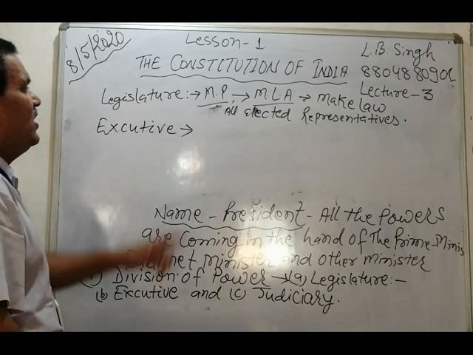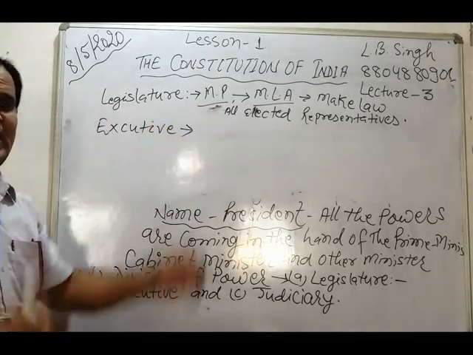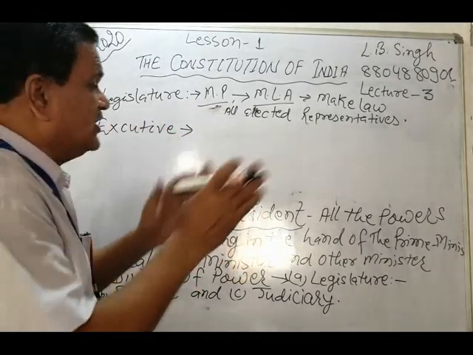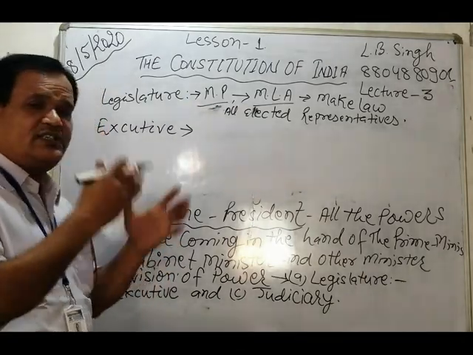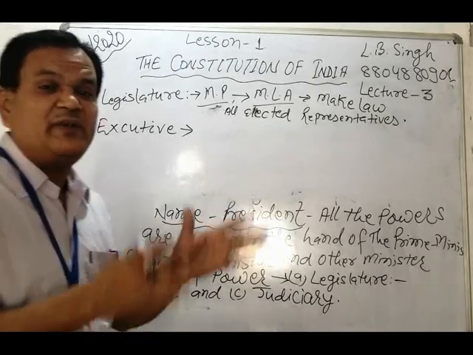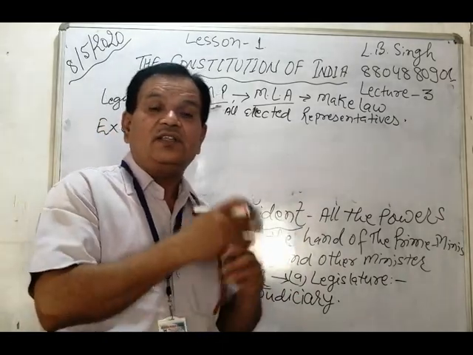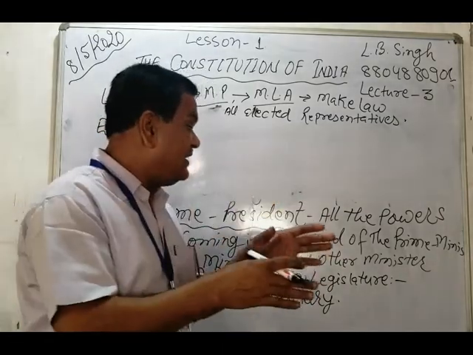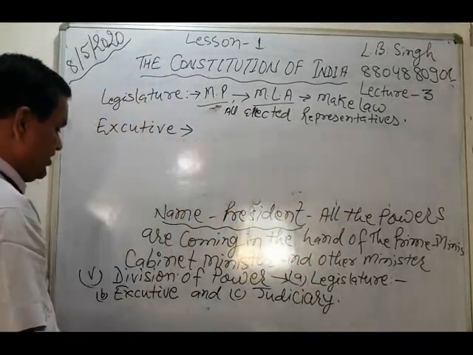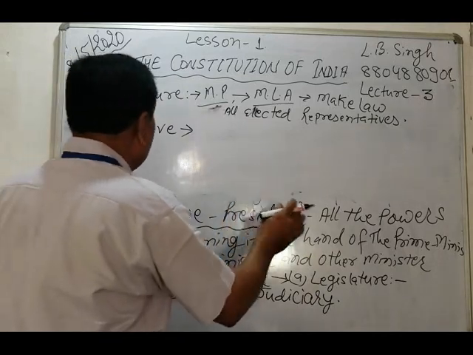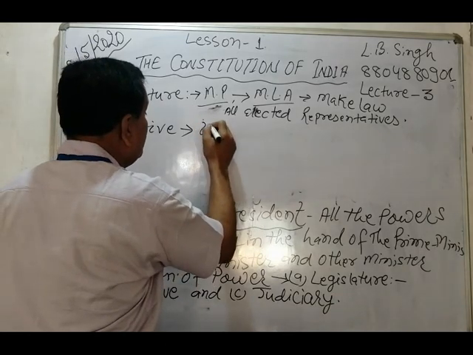Do you know this thing? From all the MLAs, from all the members of parliament, on the advice of the Prime Minister, some MPs are made ministers in different departments, and they make laws and give them to the Prime Minister. That means the Prime Minister, Cabinet Minister and other ministers, three persons implement the laws.